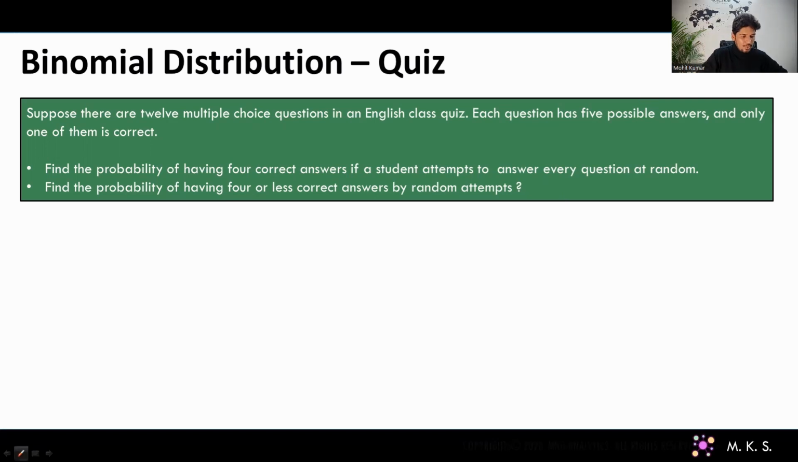Now, what you need to do is calculate, for the first part, the probability of having 4 correct answers if a student attempts to answer randomly, right? So you have to calculate the probability of X, that is correct answers. Success over here we are defining as the correct answer, and X is equal to 4. In the second part, find the probability of having 4 or less correct answers. Here we are calculating less than or equal to 4. So I just need the answers of these two.